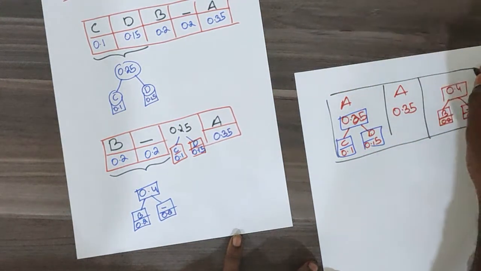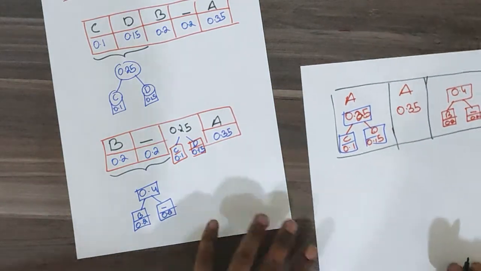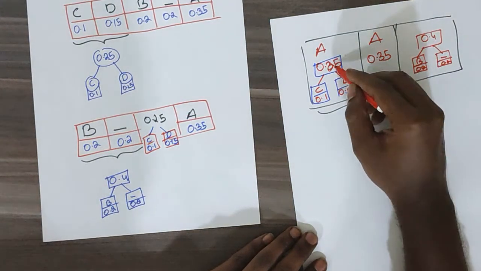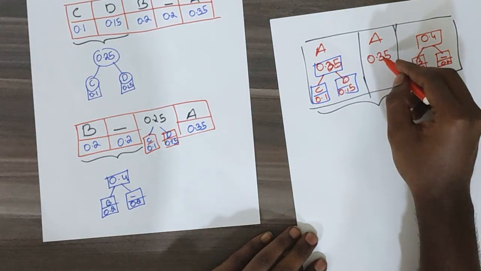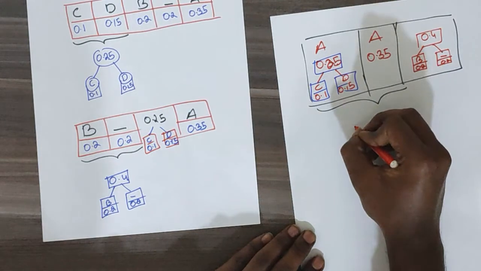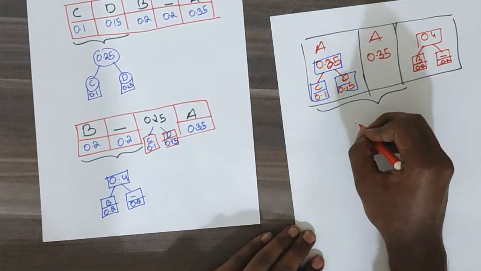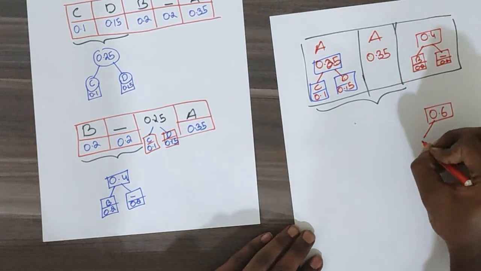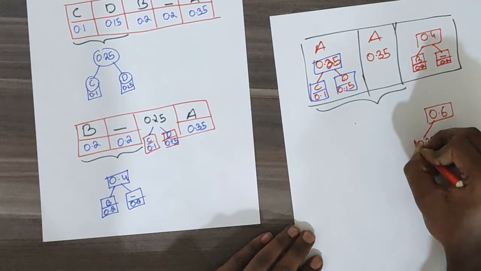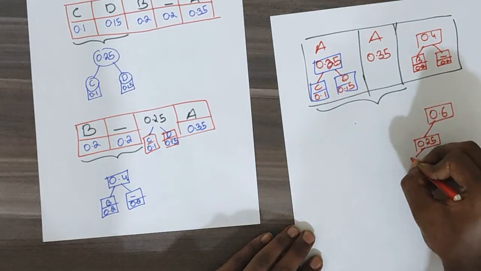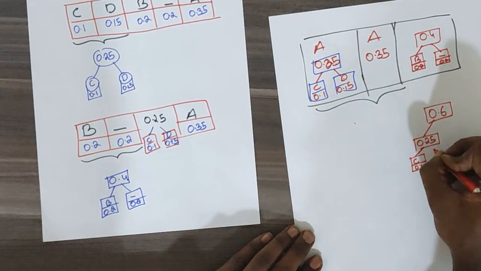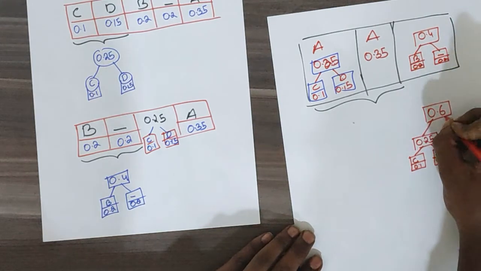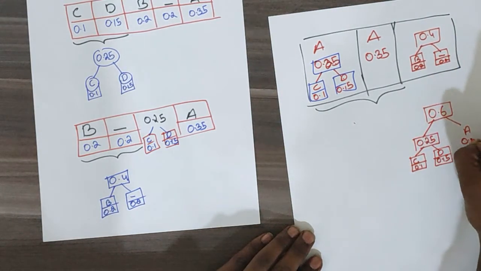Now again the task is to merge the first two blocks. On merging these two, we get a frequency of 0.25 plus 0.35, which is 0.6. So now we get a node of 0.6, with 0.25 on one side, spread over C having 0.1 and D having 0.15, and on the other side A with frequency 0.35.